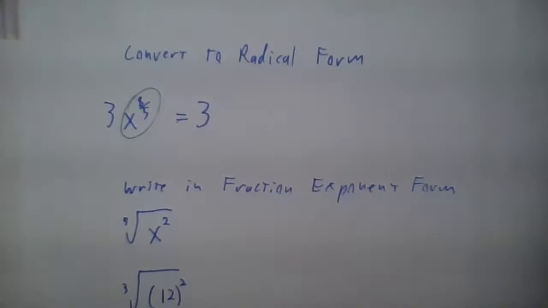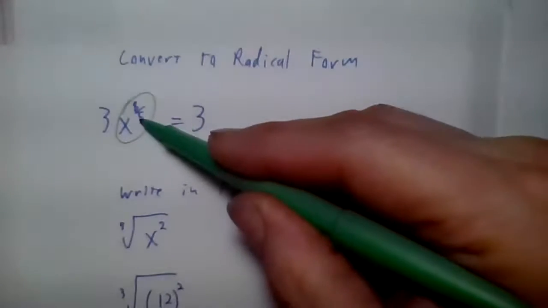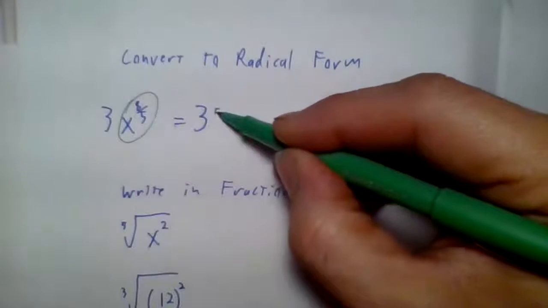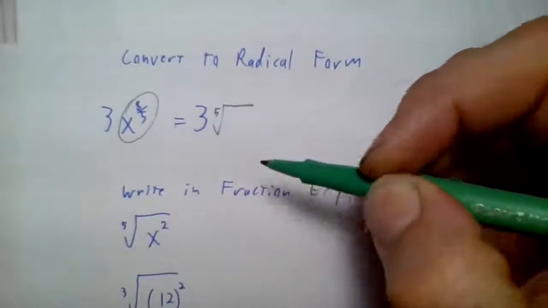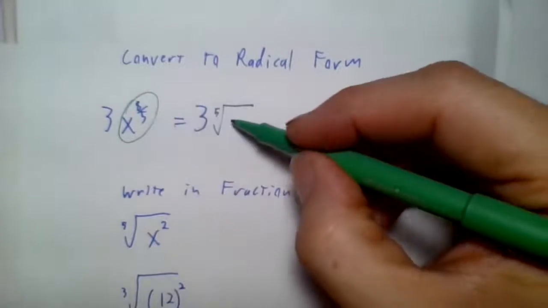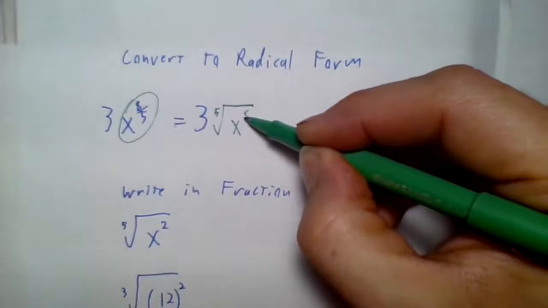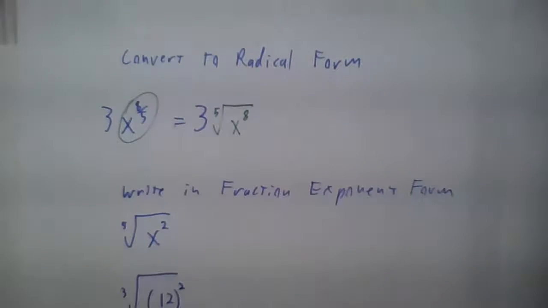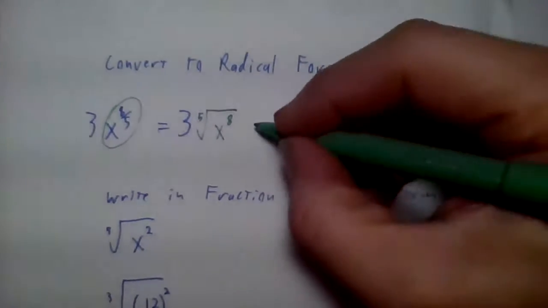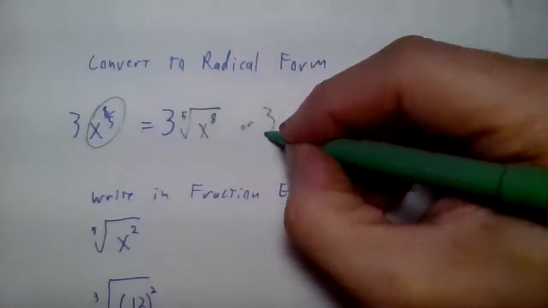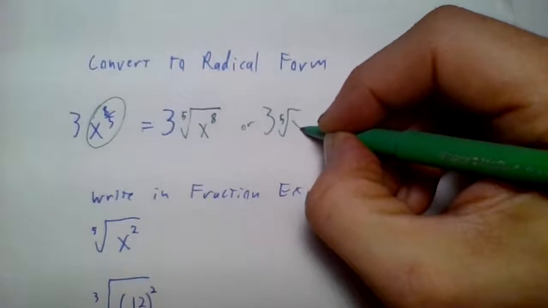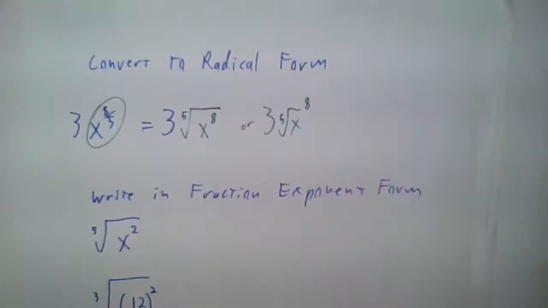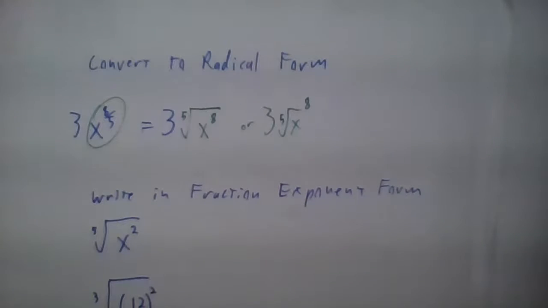The x, as the fraction exponent, has to be written in radical form. The denominator becomes the type of root that we're talking about. That would be a 5th root. And the numerator becomes a power on it. You can write that 8th power on the inside or on the outside. Whichever. Those are both valid answers in radical form.